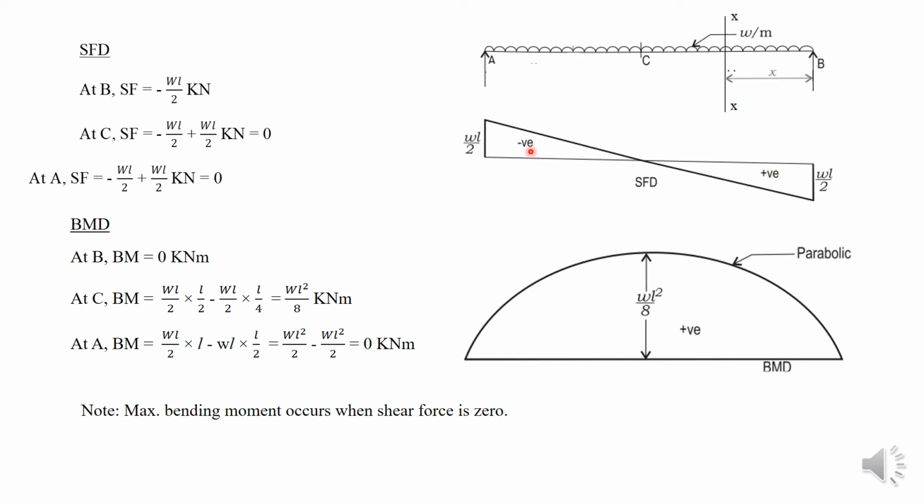Okay, now we have to draw the bending moment diagram. So same thing, drop a section line which is at a distance X from B. So the bending moment at XX will be RB into X minus W into X into X by 2. Then substitute X equal to L by 2 to get the value of bending moment at C and simplify. So you will get the value of bending moment at C as WL by 2 into L by 2 minus W into L by 2 into L by 4, which is WL square by 8 kilonewton meters.